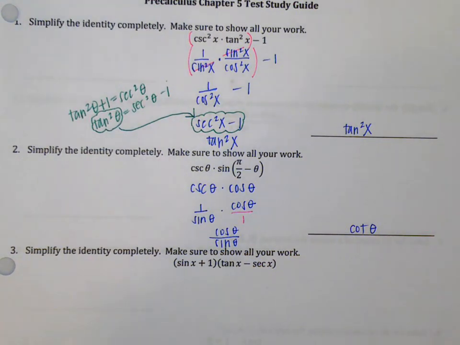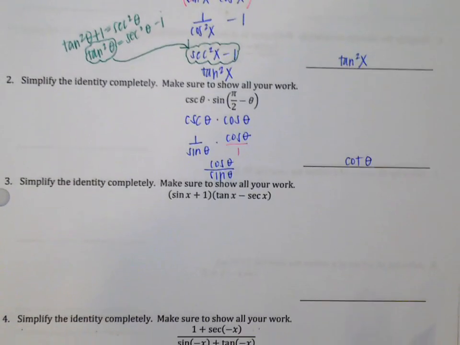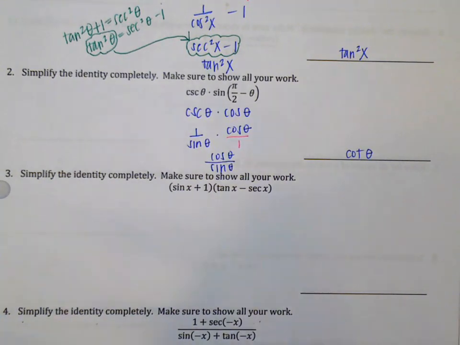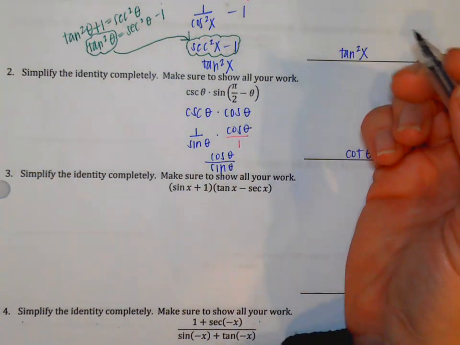Okay, let's move on to 3. My first thought is to multiply this out. Do you have to multiply it out to start? No, you could simplify within each parentheses first. It really doesn't matter, but I just started to multiply it out first. That's what makes the most sense to me.